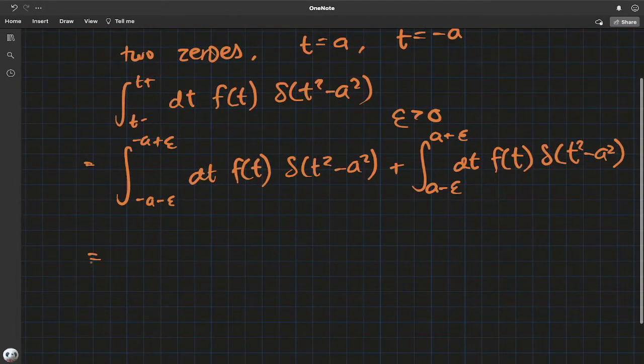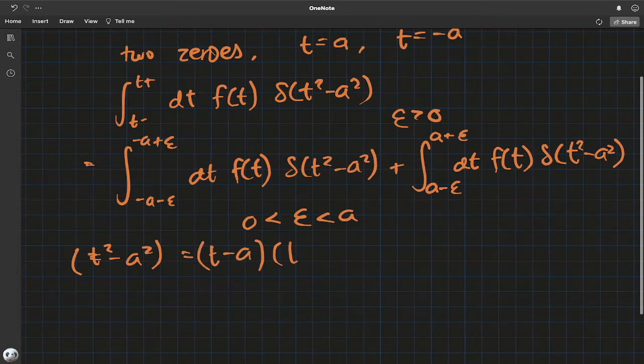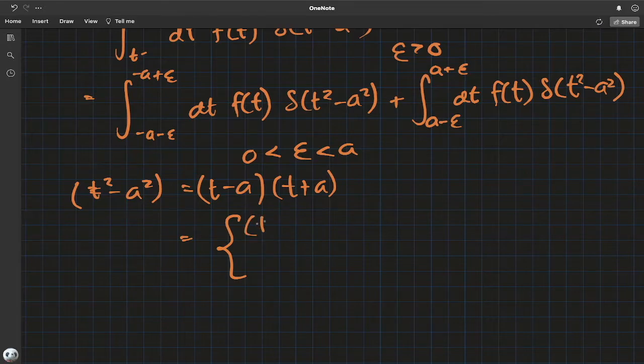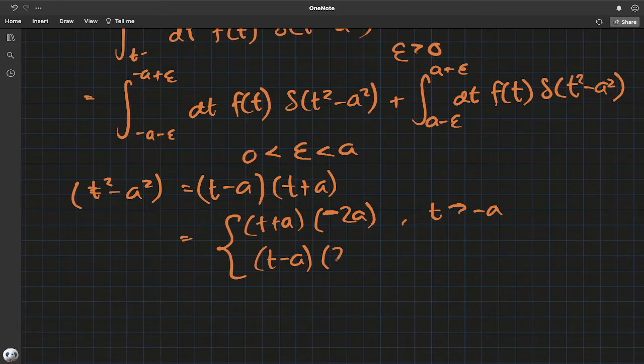Okay, we want epsilon to be sort of in this range. The thing is, t squared minus a squared can be factorized as t minus a and t plus a, the difference of squares formula from algebra, which is basically t plus a times negative 2a when t approaches negative a. It's t minus a times 2a when t approaches positive a.